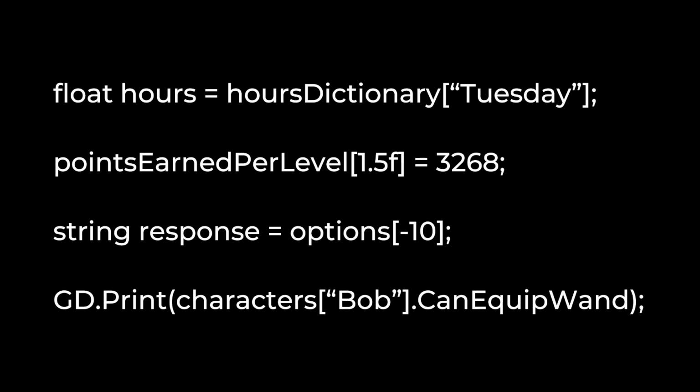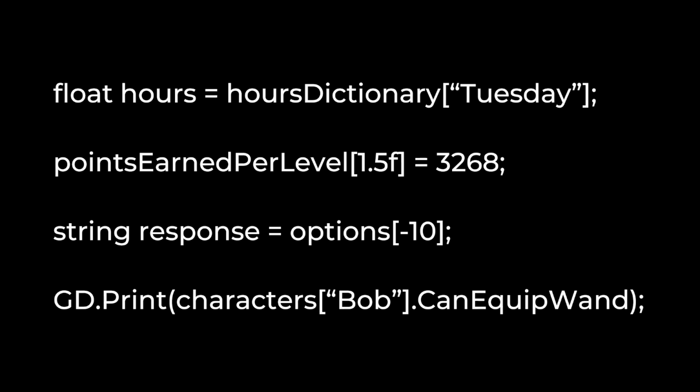And last but not least, we have this line. I'm gonna give you a second to step through this one. It may be a little cheeky and does require you to make an assumption. Okay, so this line assumes we have a dictionary of character objects called characters. We can refer to each character in the dictionary by their name, in this case, Bob. The entirety of the line is printing the likely Boolean value of canEquipWand from the character Bob.